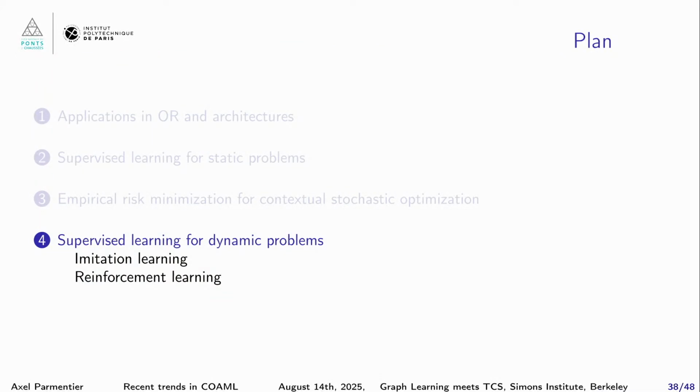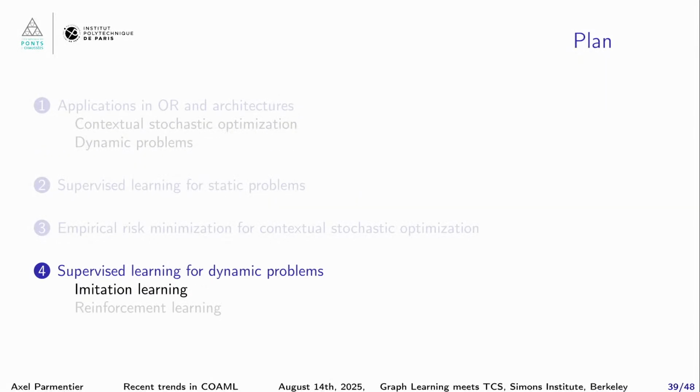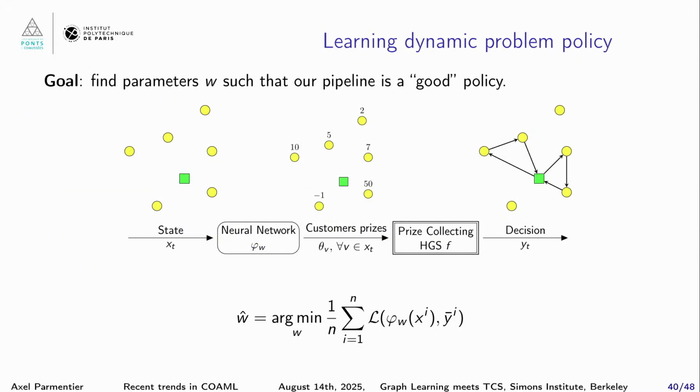Now, so how to learn for dynamic problems. I go back to my dynamic vehicle routing problem. Basically, the simplest thing to do is to use supervised learning with Fenchel-Young losses. The thing is, for this, I need a training set with states and targets. So how do I generate it?